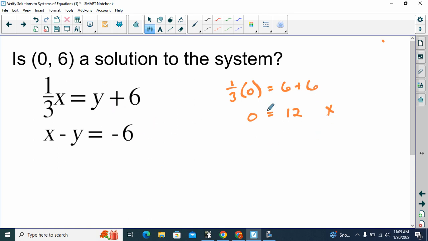We don't even have to check the second one. If I find any that it doesn't work in, we can stop right there and say no. You should find that it did work in the second one. That doesn't matter. It has to work in all of them. As soon as you get one that it doesn't check, the answer is no, it is not a solution.